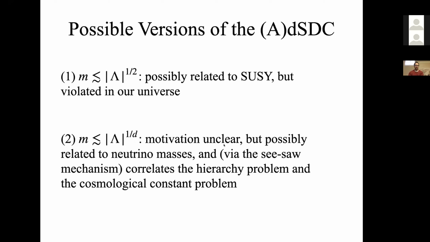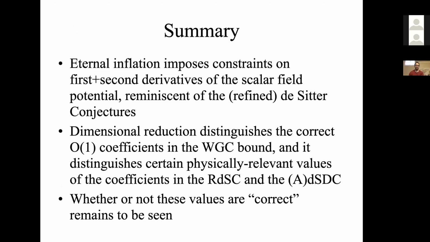The physical motivation for this is rather unclear, but it's nice in that it may relate the neutrino masses to the cosmological constant. And via the seesaw mechanism, this would further relate the Higgs vev to the cosmological constant and therefore correlate the hierarchy problem and the cosmological constant problem. This, I would say, is a very speculative relationship, but it's maybe worth pondering further.